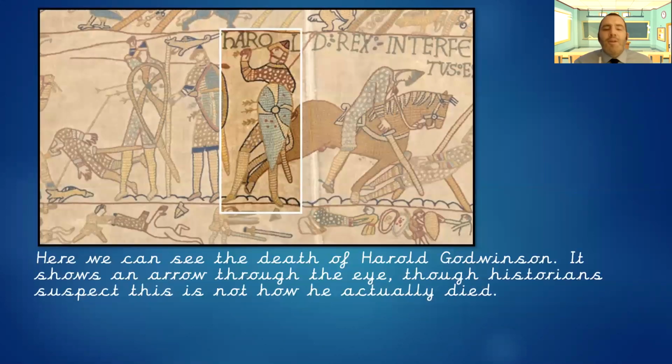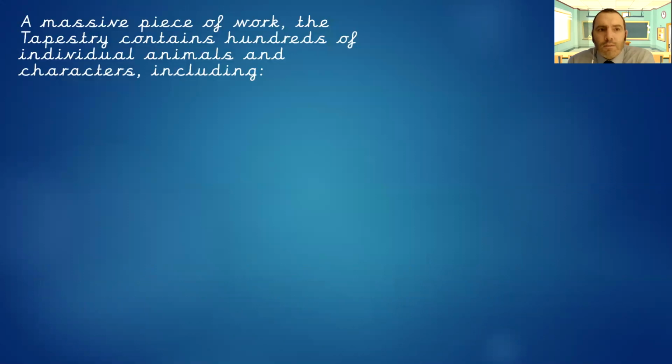Here we see the famous scene that I couldn't find a clear image of for our live session. Harold Godwinson. It shows an arrow through the eye, though there is a rumor that historians don't think this is actually how he died. If you look here, you've got Harold Rex written above him. So that's how we know this is the king, and him falling in battle. A massive piece of work.